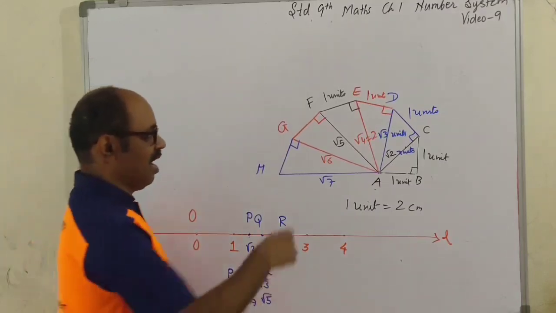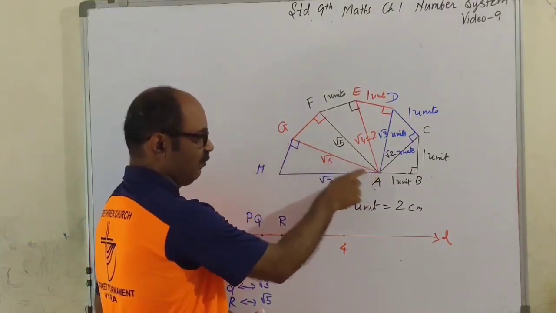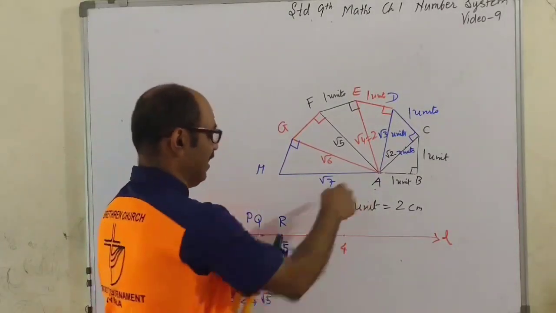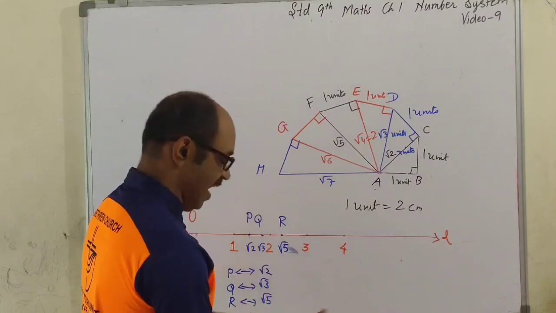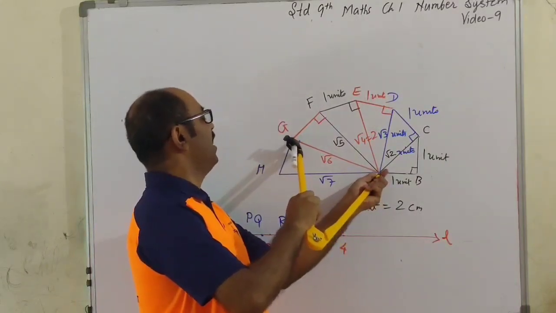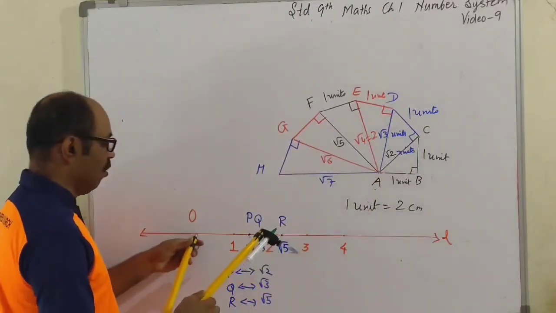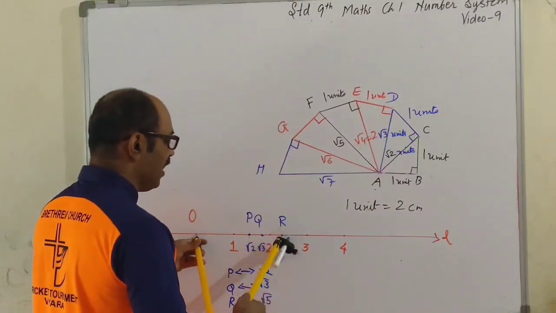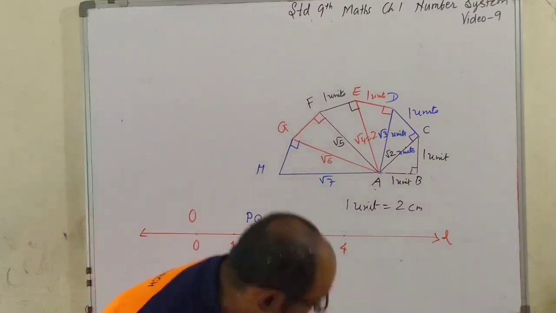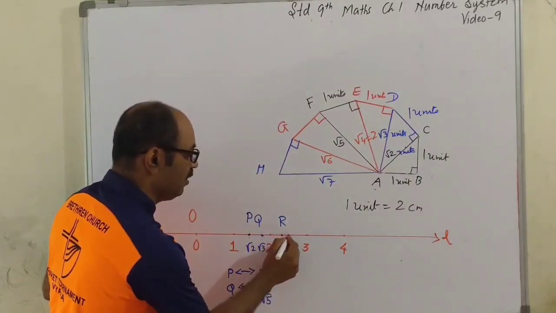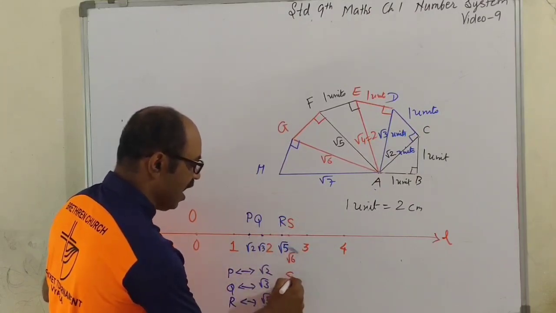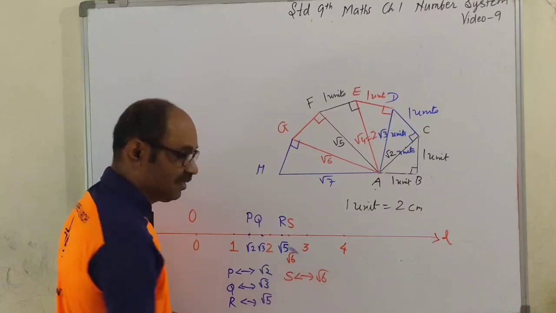Is that clear? Now we need root 6. In this figure, AG is root 6 unit. So I'll take center A and radius AG. Center O and radius AG I had taken. I'm not getting that, ink is gone now. This point S, and it is root 6. S corresponds to root 6.